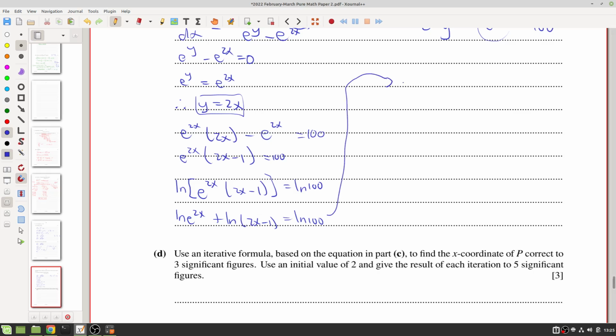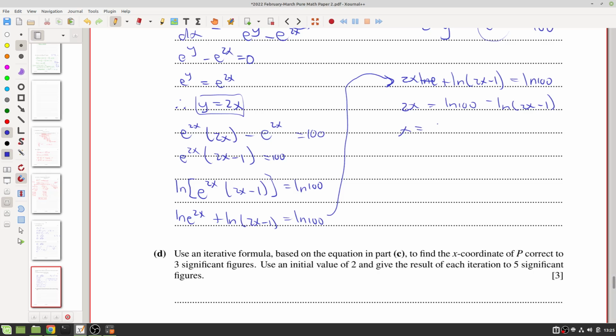All right. Then here, what do we want? So let's move this exponent to the front. So 2x ln e plus ln 2x minus 1 equals ln 100. All right, so ln e is just 1, so we can cancel that out. So let's keep the 2x by itself. So 2x equals ln 100 minus ln 2x minus 1, and divide by 2.